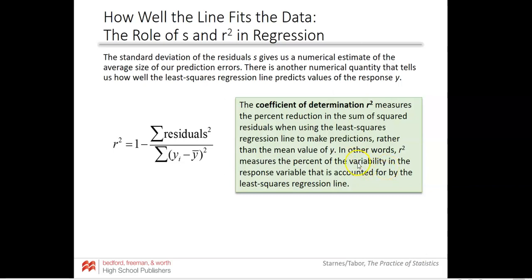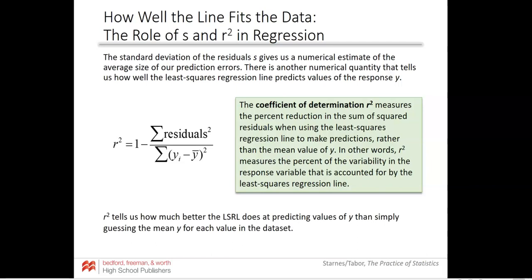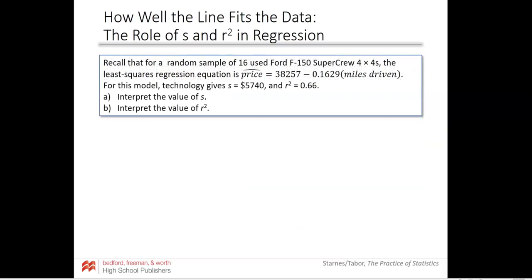I do like the last way it says it. In other words, R squared measures the percent of variability in the response variable that is accounted for by the least squares regression line. That actually is a pretty good definition there. That's pretty close to the script I chose. So I actually like the last part of that. The first part of that was a little cumbersome there. Okay. It tells us how much better the least squares regression line does at predicting values of y rather than simply guessing. So how much of that can be explained or predicted by the regression line?